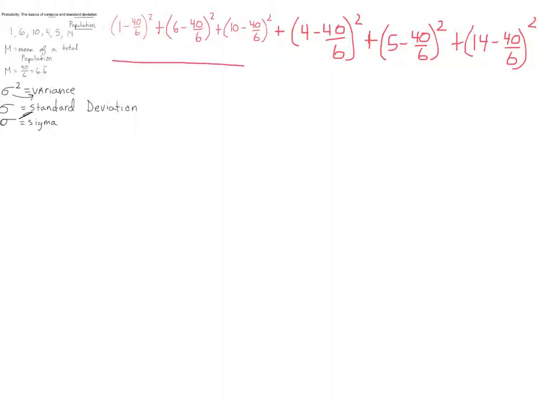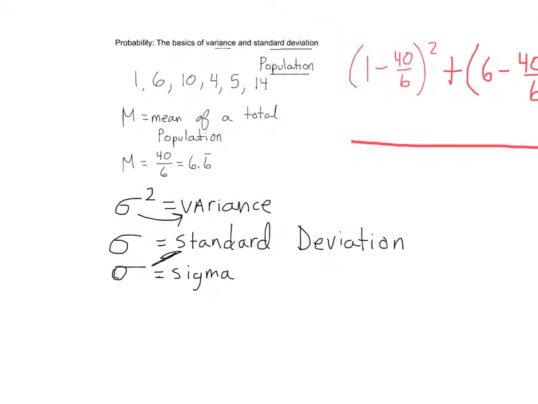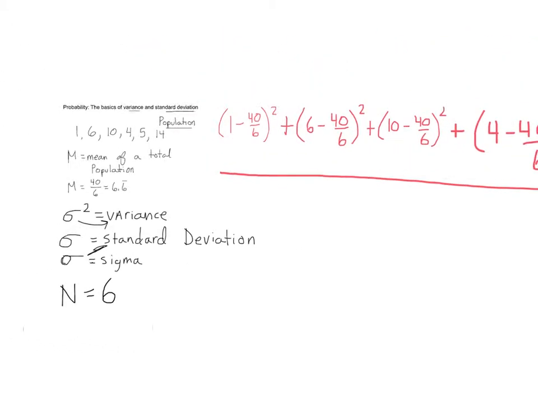And then I'm going to take all that and divide by how many pieces of my population there are. Well, how many do I have in my population? 1, 2, 3, 4, 5, and 6. Now, capital N stands for the number of items in your population. So in this case, capital N would be 6, right? That's the total number of items in your population. So what are we going to divide by here?